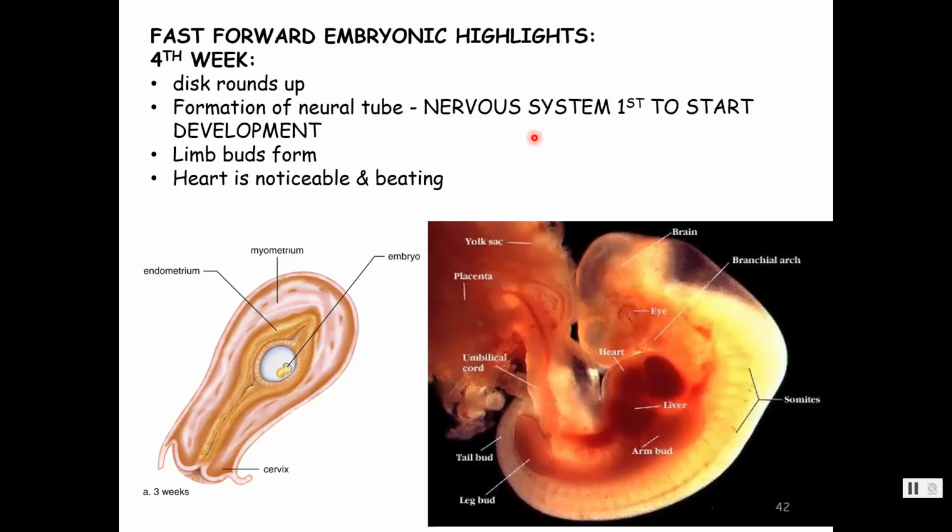But yeah, the disc rounds up. We're going to look at that formation of the neural tube, another really important part of development. The nervous system is going to be the first to start developing as far as organ systems. And then two, the nervous system continues to develop after the child is born. Like I said, by the 4th week, we're going to see limb buds. And then about day 20, the heart is noticeable and beating.